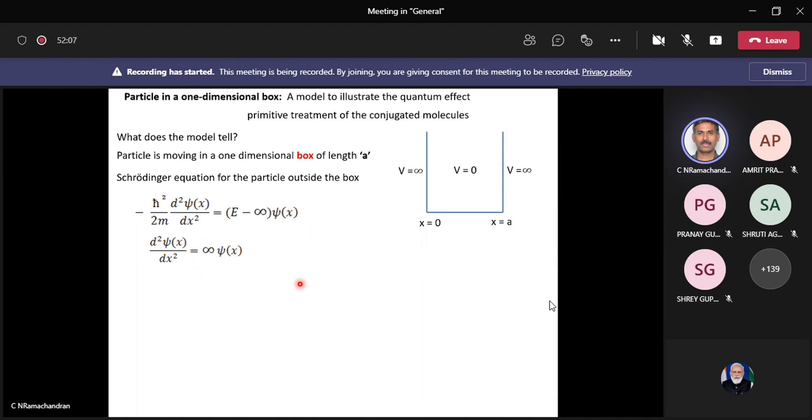Someone is asking, sir, please repeat the second equation. This one. I'm just saying that if you have a high value of E minus high, this is a small number. Take it as a number, whatever it may be. This number minus infinity you have, so in total it will be infinity. That's all.